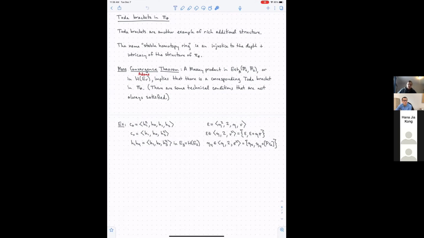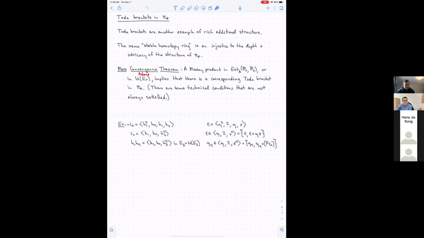So let's take a look at some examples. The first two examples are the first type where we're talking about Ext. We talked about these Massey products last time. There's an element c0. We'll look at a chart in a minute just to illustrate it.